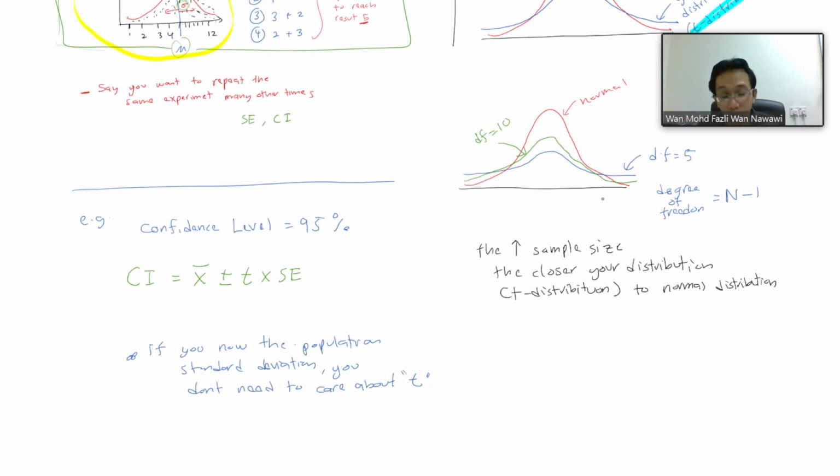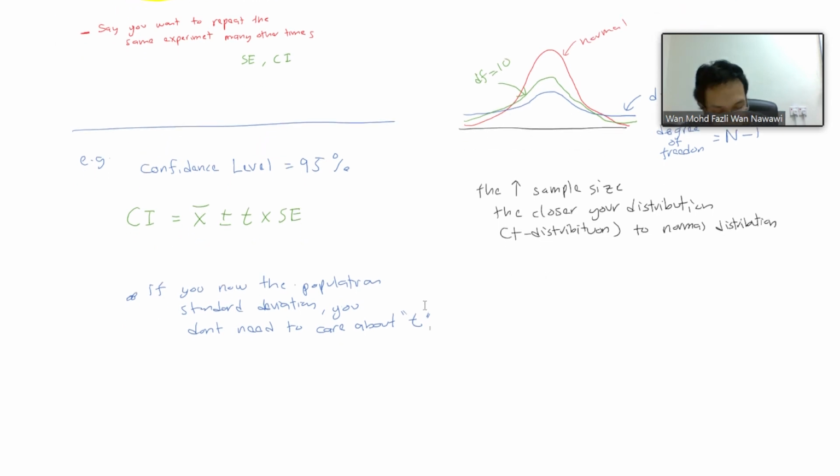For sampling, you use the T distribution. But now you already know the standard deviation of the population, meaning that you are dealing with the population. So when this happens, you get a confidence interval. Even though I said before there is no confidence interval for the population, you can put CI equal to X plus minus 1.96 SE. Okay, let me explain why it is 1.96 here.